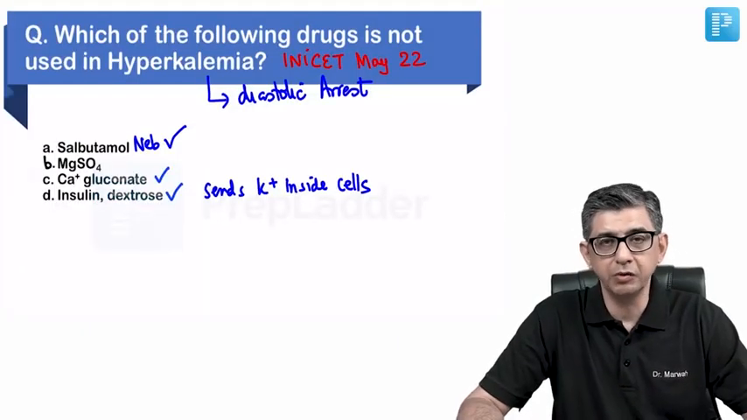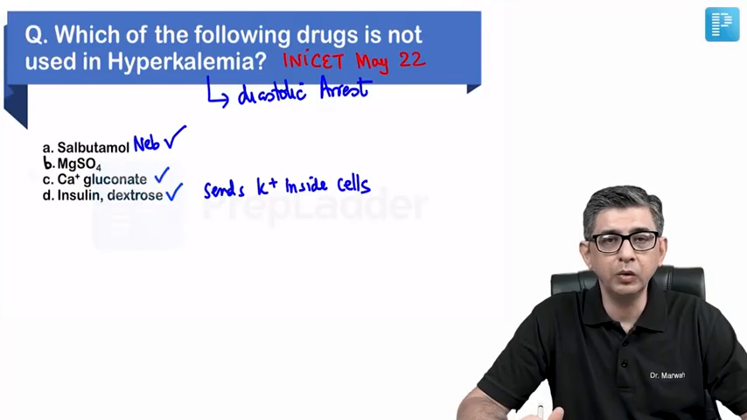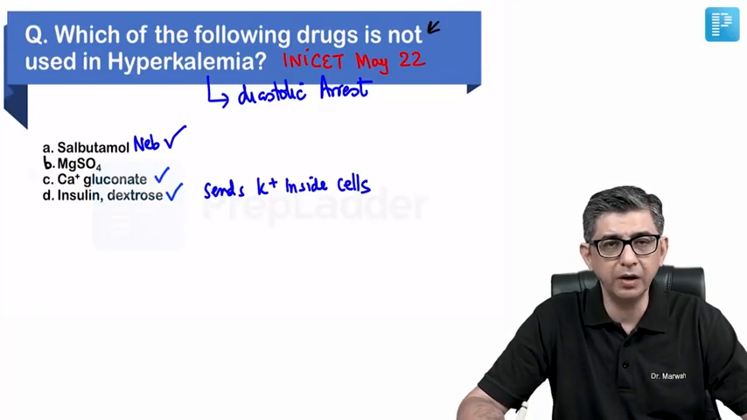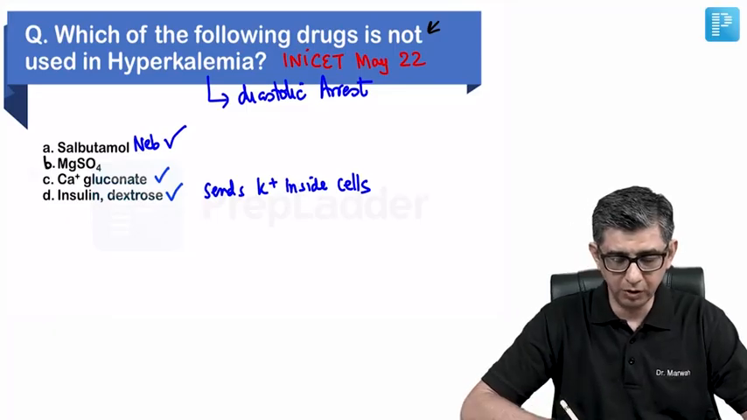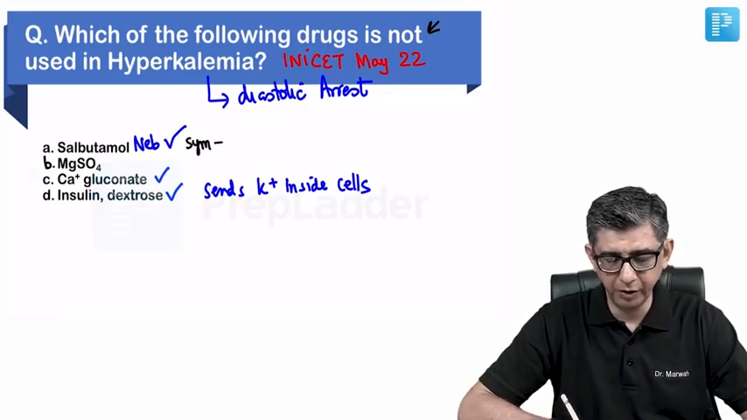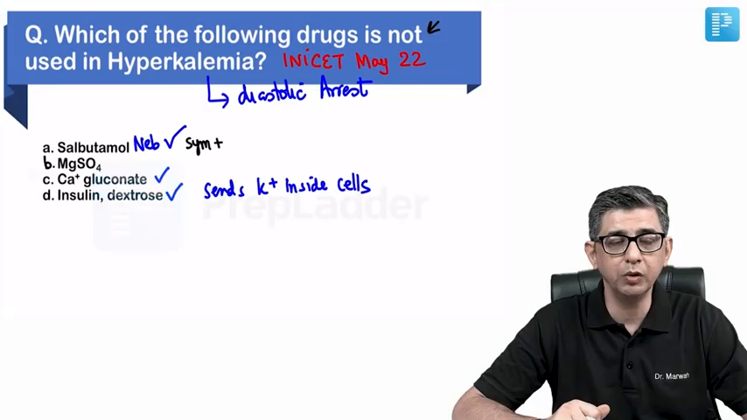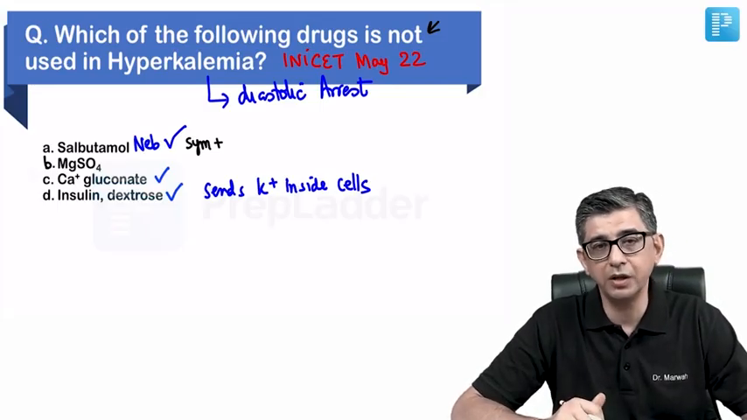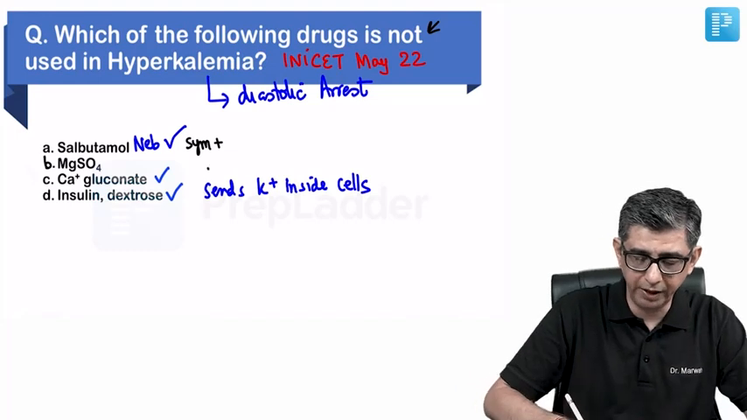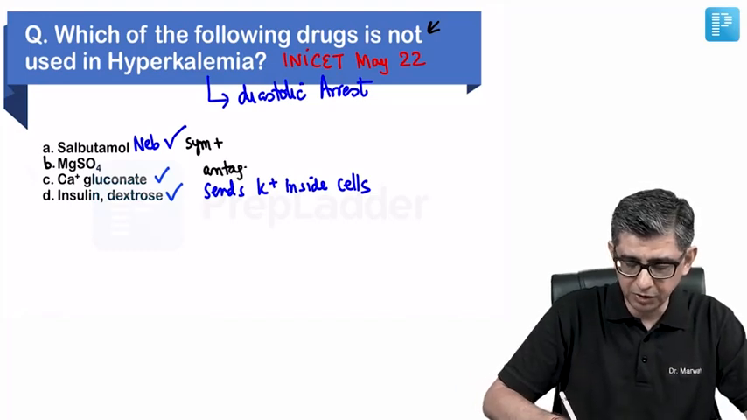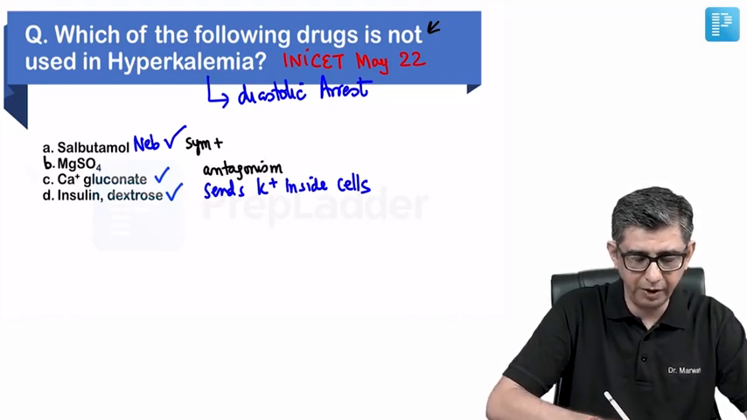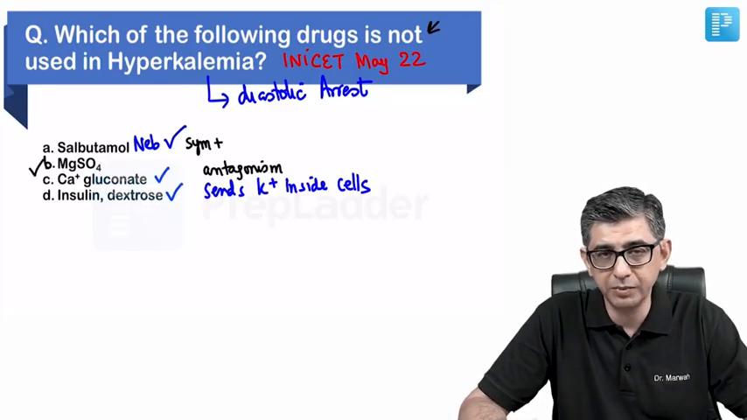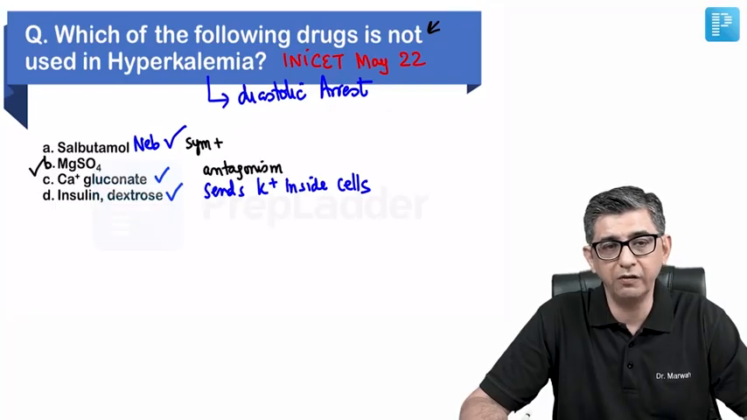So let us solve a question that was asked in NEET PG May 2022, and the question said: which of the following drugs is not used in hyperkalemia? Fairly an easy one. Salbutamol nebulization works by causing sympathomimetic stimulation. I've explained to you that this would cause potassium to go inside the cells. Insulin and dextrose combination will also work in the same fashion, and calcium gluconate is mainly given for antagonism. The answer for this question will work out to be option B, that is magnesium sulfate. We have studied magnesium sulfate for management of eclampsia as well as for management of patients who are having Torsades de Pointes.